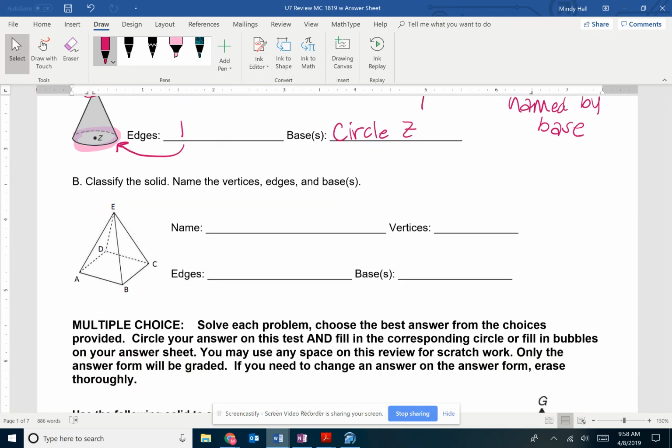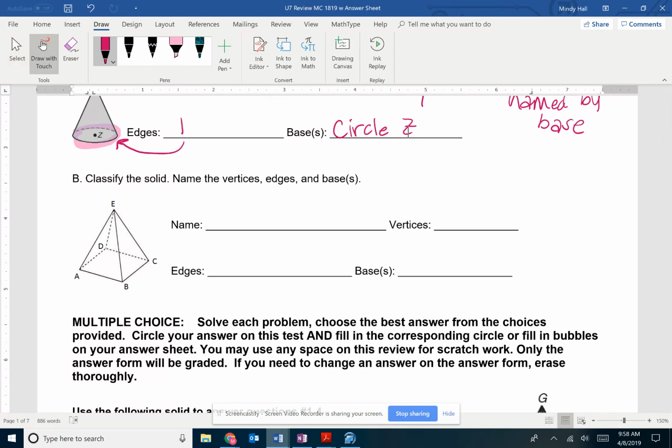For B, we have a pyramid, and we know it's a pyramid because it only has this one base at the bottom. So this is, you can either say a square pyramid or a rectangular pyramid. I can see it both ways. I'm going to put rectangular just because it's a little bit safer of a bet.